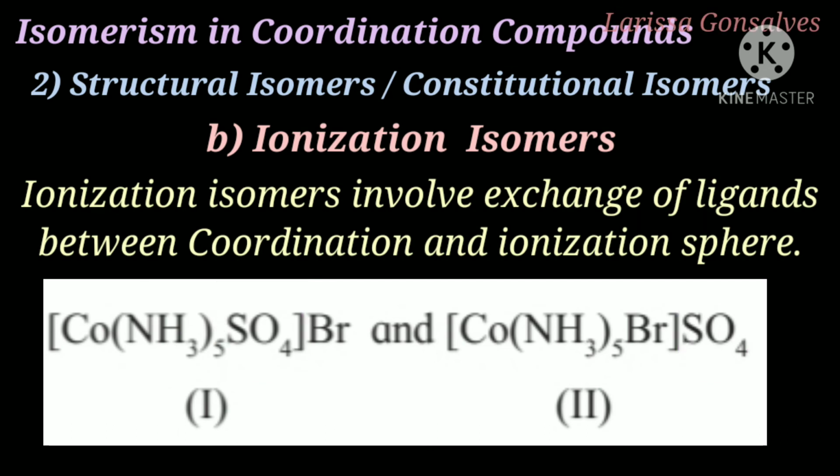In other words, in the first compound, the SO4 2- group is bonded to the cobalt in the coordination sphere, while Br- is in the ionization sphere, acting as a counter ion. Whereas in compound 2, Br is linked to the cobalt, the central metal ion, while the SO4 2- group is present outside, in the ionization sphere.